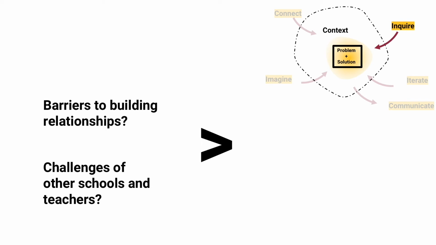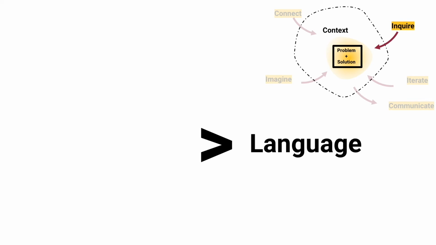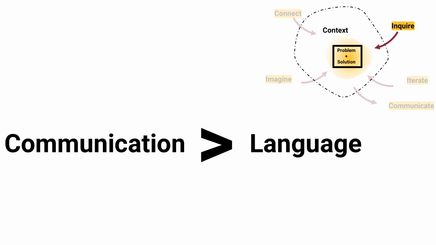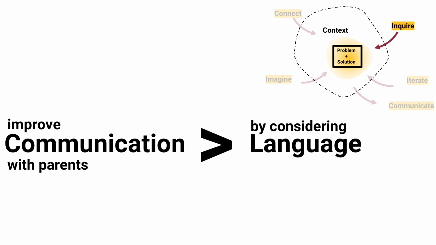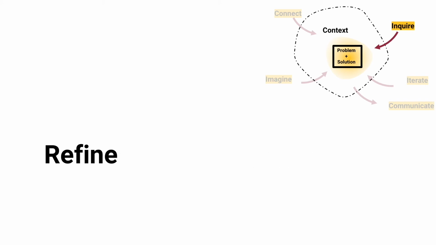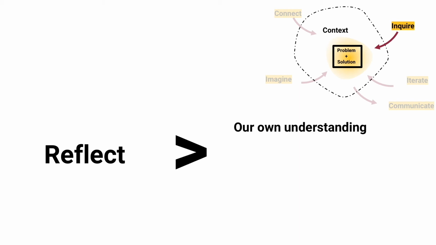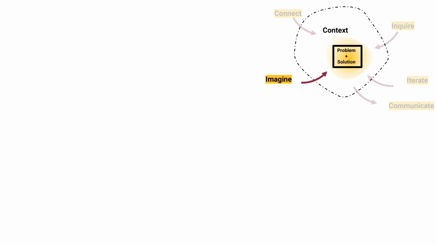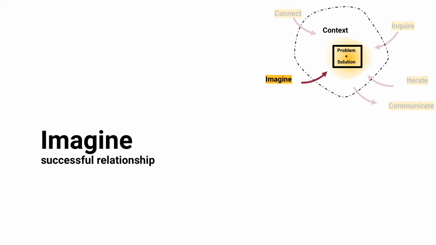Maybe we discover that language is a significant barrier to the parent-school relationship, and we start there. We begin to frame our problem around communication in particular. Improve communication with parents by considering language barriers. We'll continue to refine this as we go along, and just like in the previous example, we need to reflect throughout the entire design process, both with our own understanding and taking into account the ideas and opinions of those we are designing with. We also imagine what a successful relationship might look like.